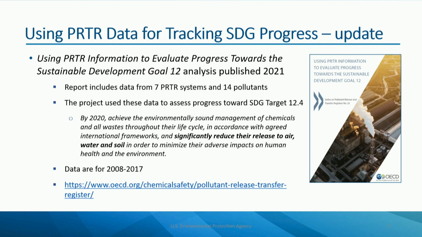The project used these data to assess progress towards Sustainable Development Goal Target 12.4, which says: by 2020, achieve the environmentally sound management of chemicals and all wastes throughout their life cycle in accordance with agreed international frameworks and significantly reduce their release to air, water, and soil in order to minimize their adverse impacts on human health and the environment. The data we looked at for this project ranged from 2008 to 2017, and you can find this report on the OECD website at the link on this slide.